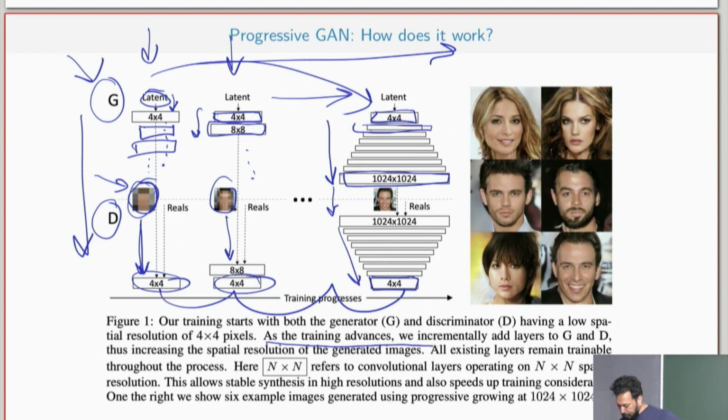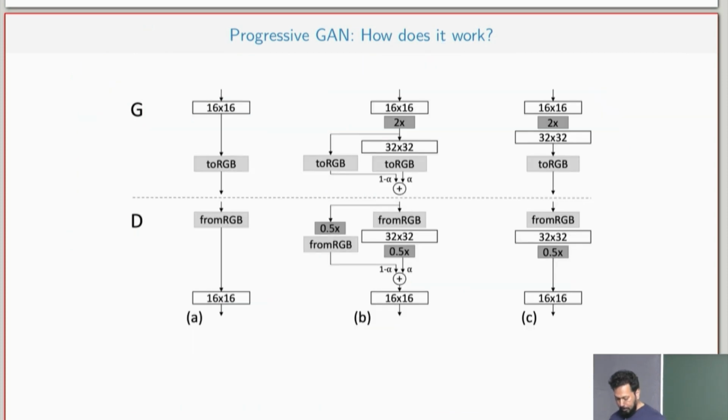As the training advances, we incrementally add layers to G and D, thus increasing the spatial resolution of the generated images. All existing layers remain trainable throughout the process. Here, n by n is the conv layer operating on n by n spatial resolution, and it is growing until 1024. But there is a little bit more here. It was not just that the blocks you added were bigger, like 2 times from here to here. What they did is this thing as well.